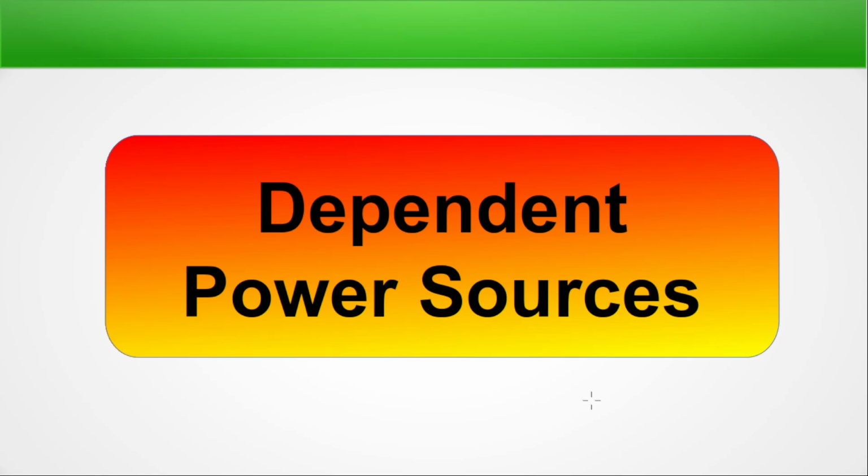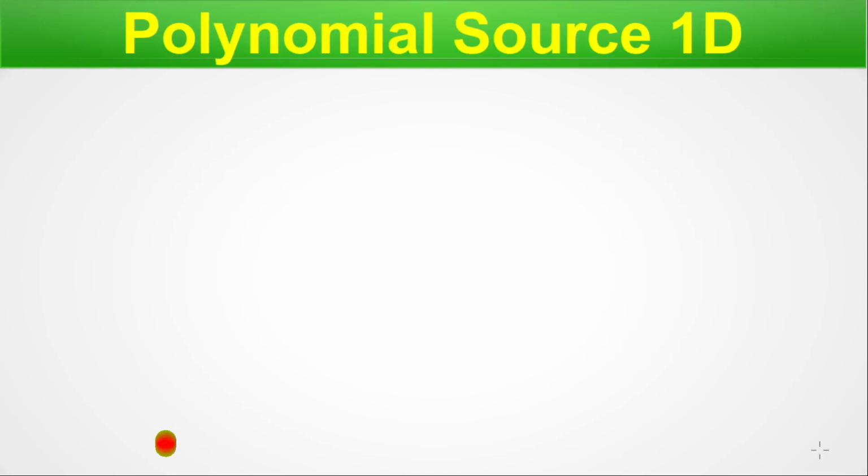Before going any further, I would like to emphasize a point that in today's episode, we are going to discuss the dependent power source. That means the power source which we are using to empower our circuit is dependent on some sort of other sources, functions, etc. And that we will go and explore today. So let's move on. First is the polynomial 1D source.